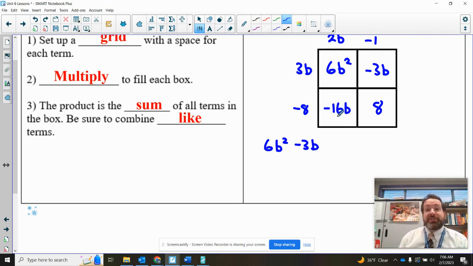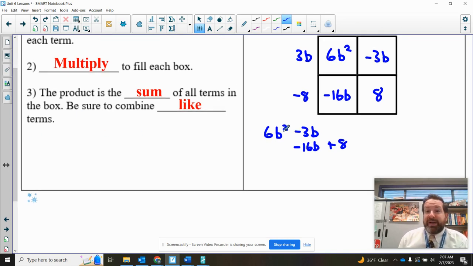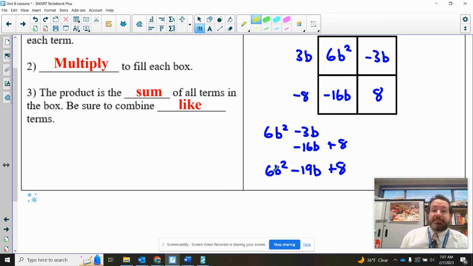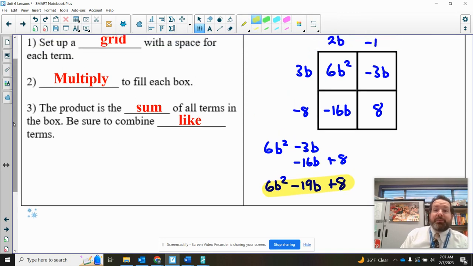One way that students like to do it is they'll often write this top row just like it looks, but then the bottom row, they like to line up the like terms so they remember to add them together. You should feel free to do that. So final answer then, it's going to have 6b squared. The minus 3b and the minus 16b is minus 19b, and then the plus 8 just stays a plus 8. Put it all together, and you've got what you need.